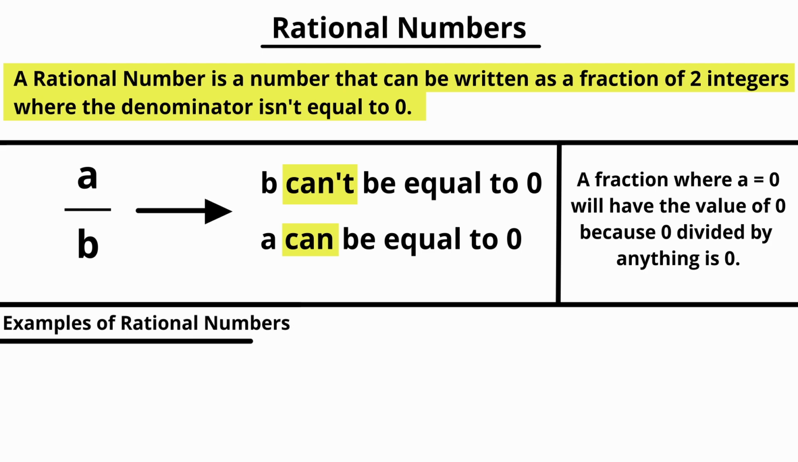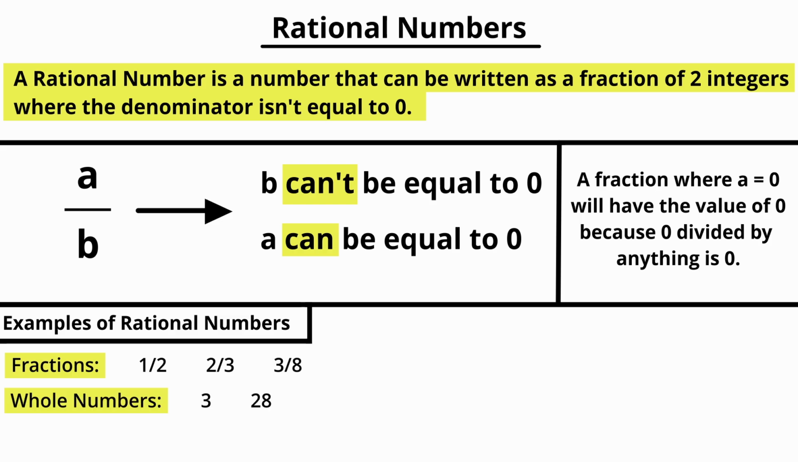Examples of rational numbers could include fractions like a half, 2/3, and 3/8, but also whole numbers like 3, 28, and -5, as well as decimals like 0.5, 3.6, and 0.3 recurring. This is because both whole numbers and decimals can all be expressed as a fraction of two integers.